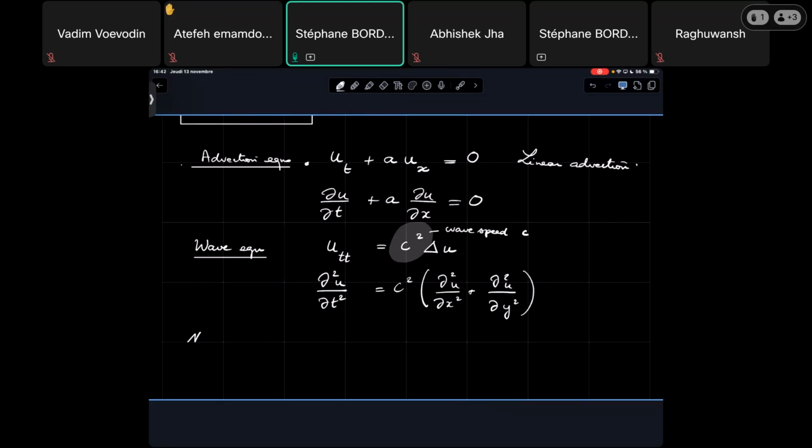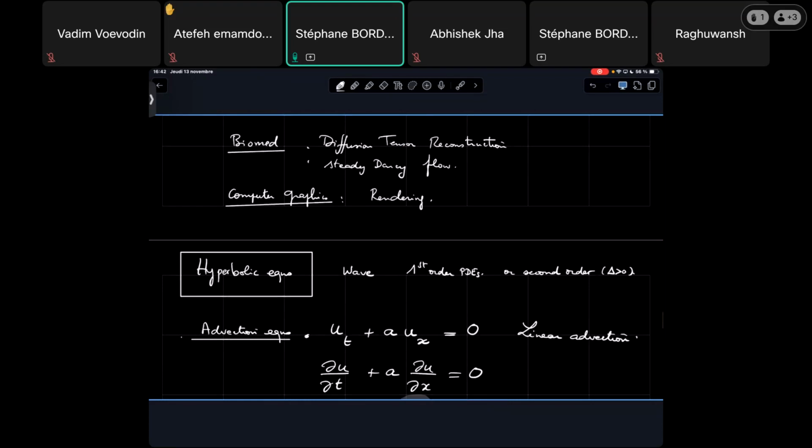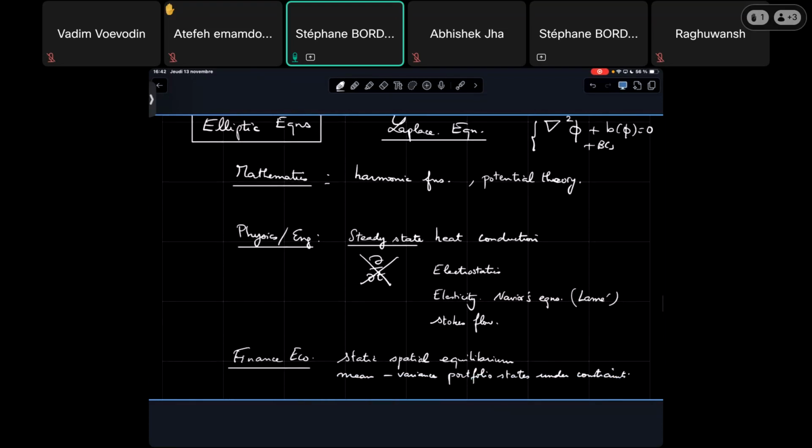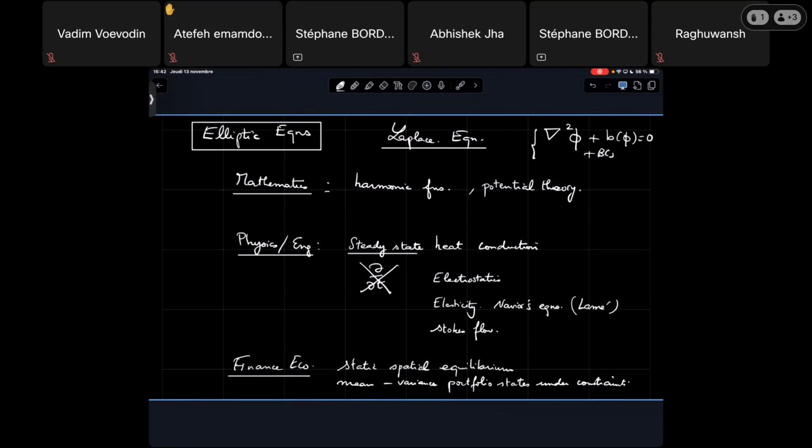Okay, now how do we solve? I didn't say how to solve the Laplace equation, because you can solve that with anything. So elliptic equations, there is really no big problem solving that.